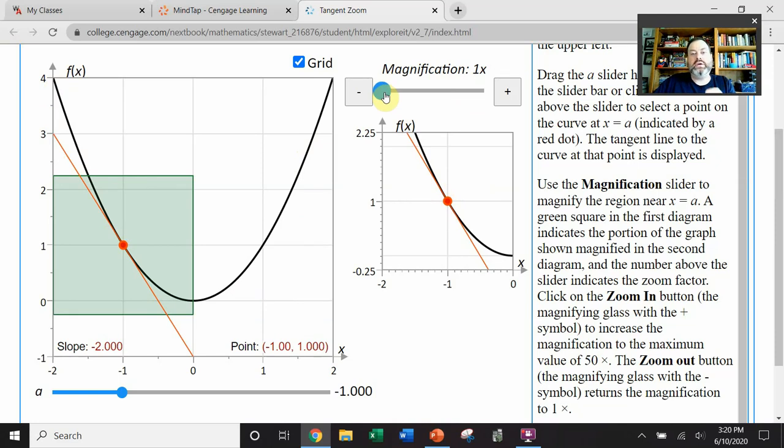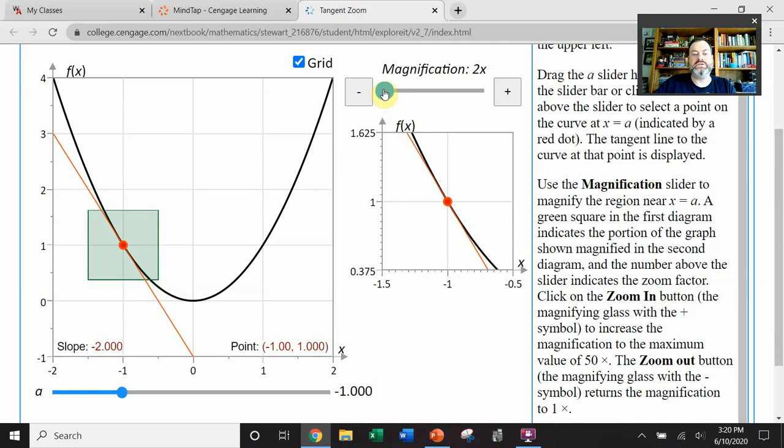Well, if we're using the tangent line to approximate the slope of the function at that point, that means that the closer we get to the point, the flatter that the function should get. And eventually, we should not be able to tell the difference between the original function and the tangent line. So let's start zooming in here. Doesn't take long before they look basically the same. So here's 50 times magnification.